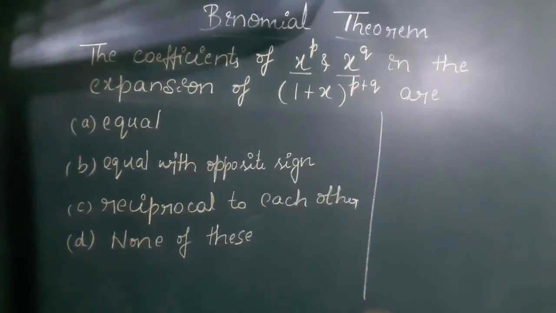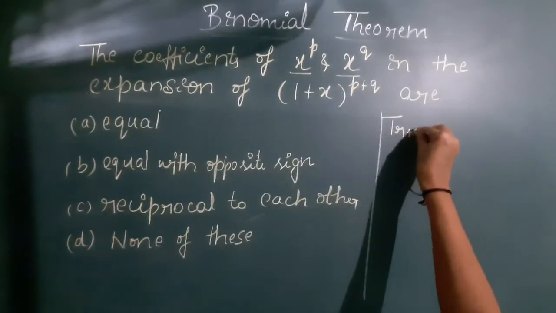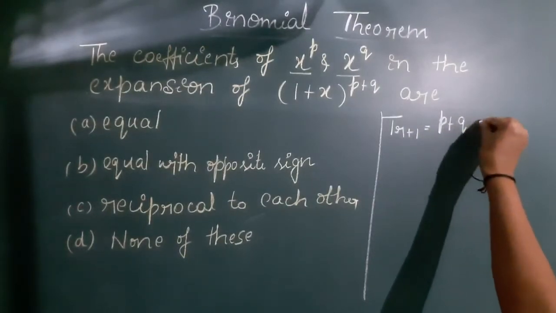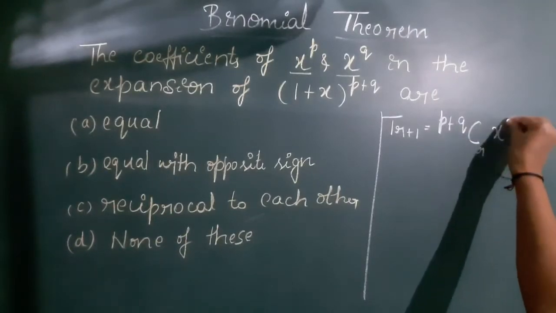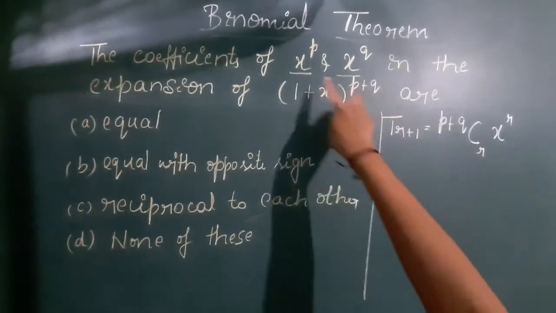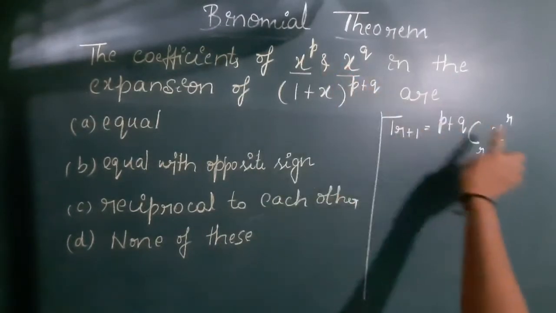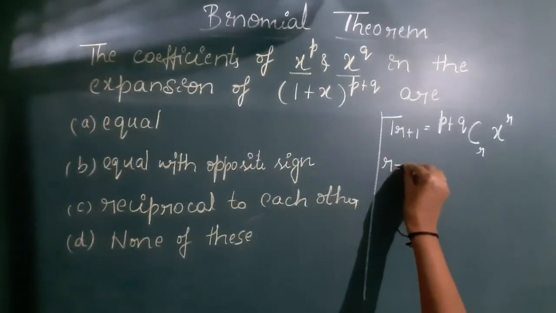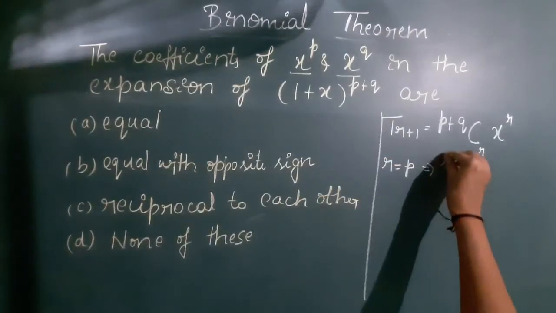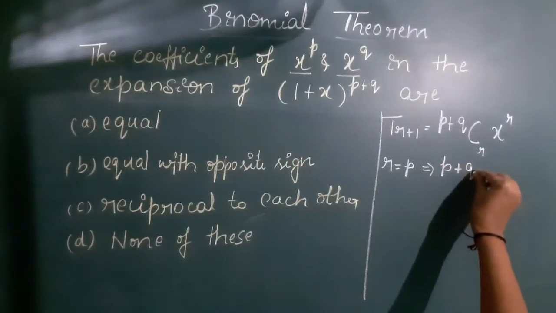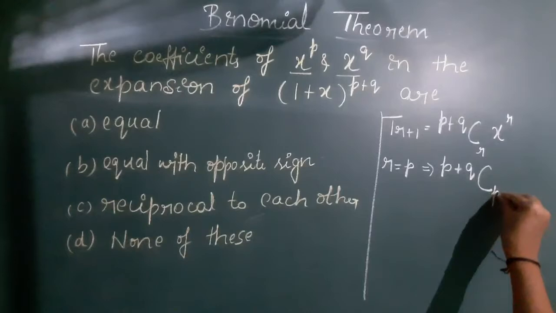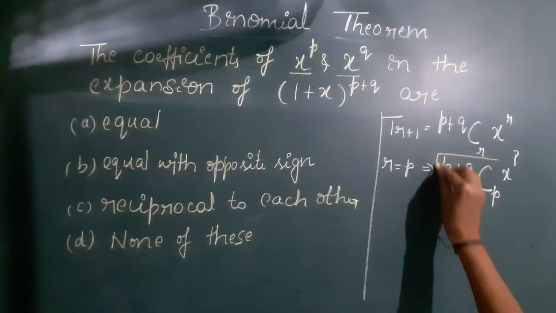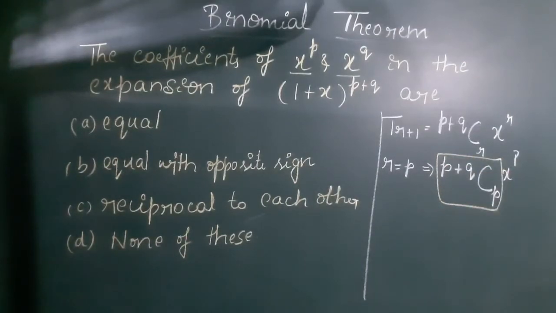So first we'll write the general term. What will be the T(r plus 1)? Now in the place of n we'll be having p plus q. Right? (p plus q)Cr and x to the power r. Yes. Now to find the coefficient of x to the power p, what we have to do? We have to substitute r is equal to p. So this will be now (p plus q)Cp, x to the power p. What is the coefficient of x to the power p now? (p plus q)Cp. So this is the coefficient of x to the power p.